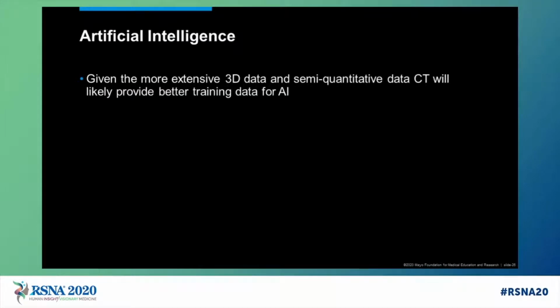Artificial intelligence techniques are also being applied to CT data. Given the extensive 3D information that we have, as well as the semi-quantitative nature of the CT data, it's likely that it will provide even better training for machine learning algorithms. One downside is the massive size of this data, necessitating greater computational speeds and memory.